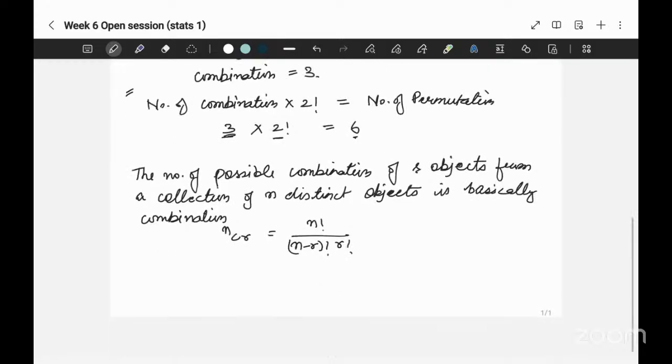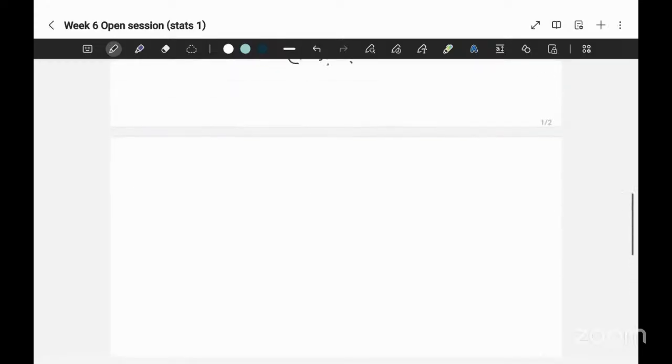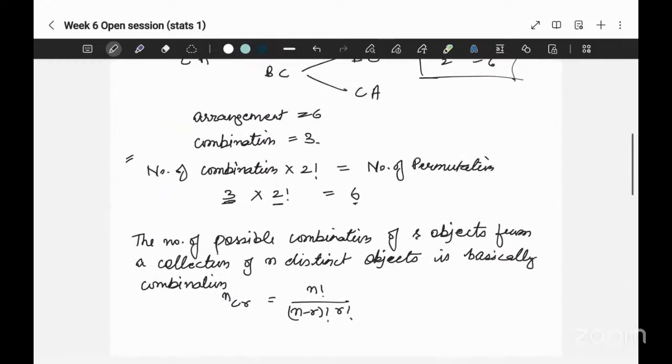Now we are similarly saying distributing r objects among n things, but the n things are not different. They are the same.